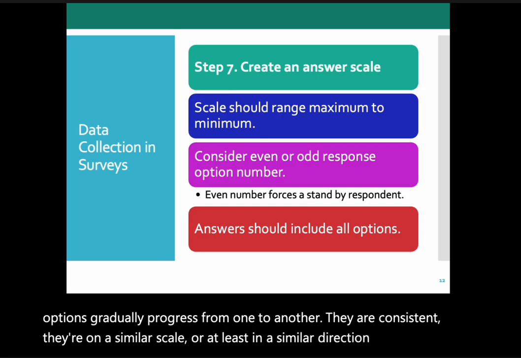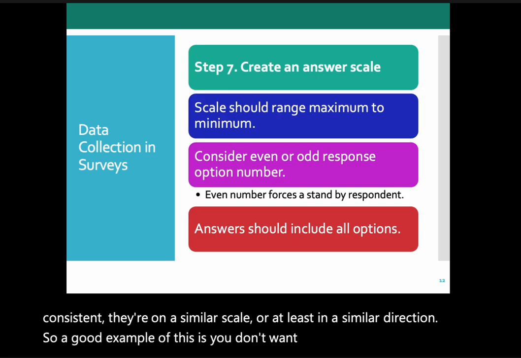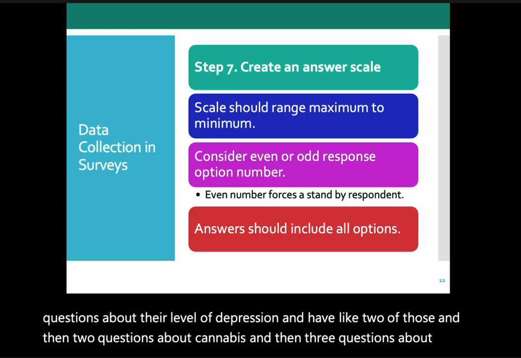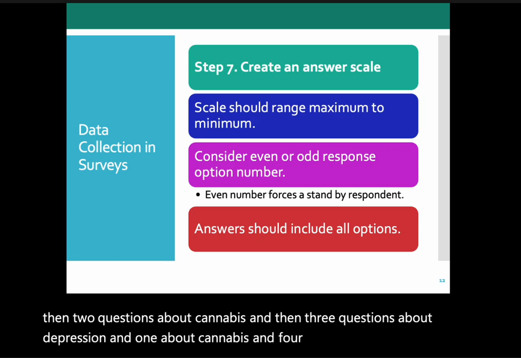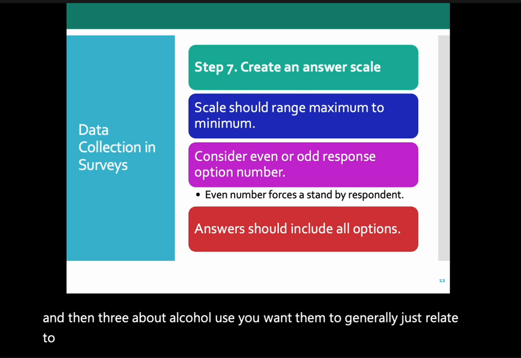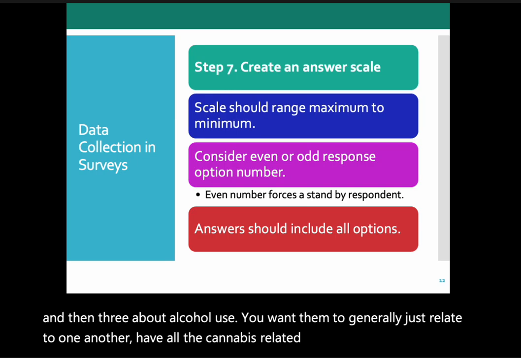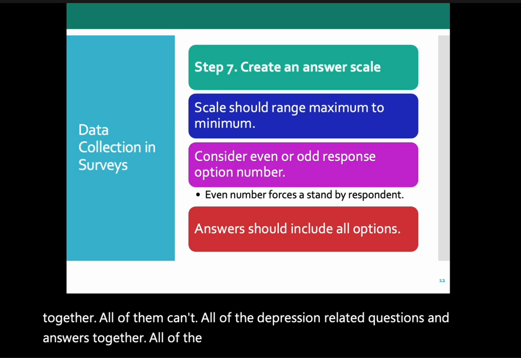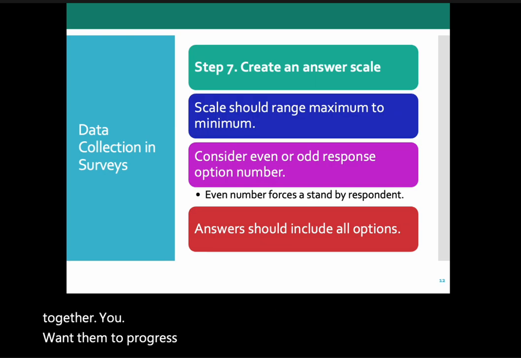So a good example of this is you don't want participants to answer questions about their level of depression and have like 2 of those, and then 2 questions about cannabis, and then 3 questions about depression and 1 about cannabis, and 4 more about meaning in life, and then 3 about alcohol use. You want them to generally just relate to one another. Have all the cannabis related questions and answers together. All of the depression related questions and answers together. All of the meaning in life questions and answers related together. You want them to progress naturally.